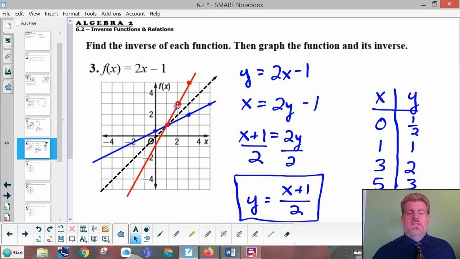And if you notice, that red line is 2x minus 1. The y-intercept is negative 1. Slope is 2. Go up 2 over 1, up 2 over 1, up 2 over 1. So however you want to graph them, remember, use a table. Use your knowledge of slope and y-intercept. Totally up to you. But that's how you graph those functions.